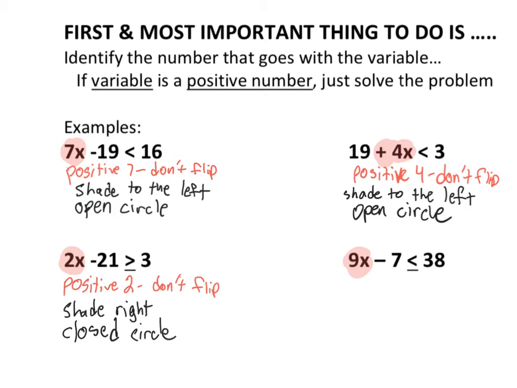And the last one, 9x minus 7, is less than or equal to 38. So this is a positive 9. We would shade to the right. And we would have a closed circle since it is also equal to. And looking back, since it is a positive 9, we would not flip the inequality sign.